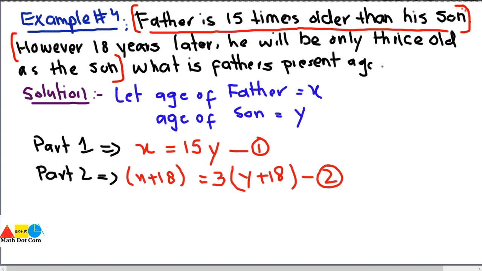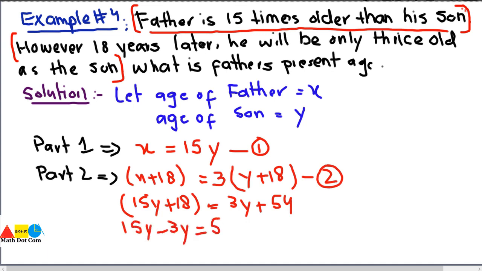So we have got the two equations and we solve them simultaneously. Put the value of x from equation 1 in this equation, we will get 15y plus 18, as x is 15y in equation 1, equals 3y plus 54. So combine the like terms. 15y minus 3y equals 54 minus 18. It will be 12y equals 36 and y is equal to 3. It means the age of the son is 3 years.